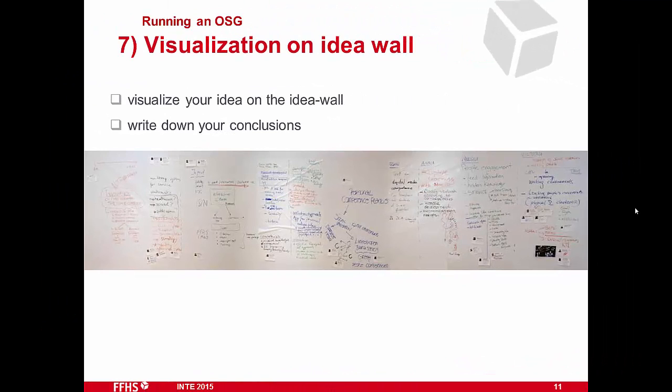After a while, all those ideas are visualized on this huge idea wall. In our case, we had 32 participants from 11 different research units. They created 22 posters, and from these posters, 10 interdisciplinary groups. You can see here those 10 groups.